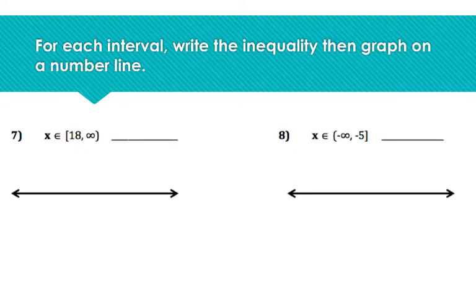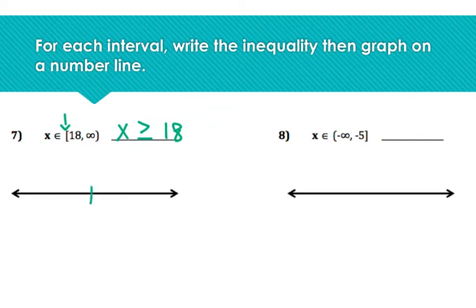Number 7, x is an element from 18 to infinity. So we're going to go x and 18. Again, we have positive infinity, so it's greater than. So x is greater than 18. But right here we have a bracket next to the 18, so it's or equal to. So x is greater than or equal to 18.